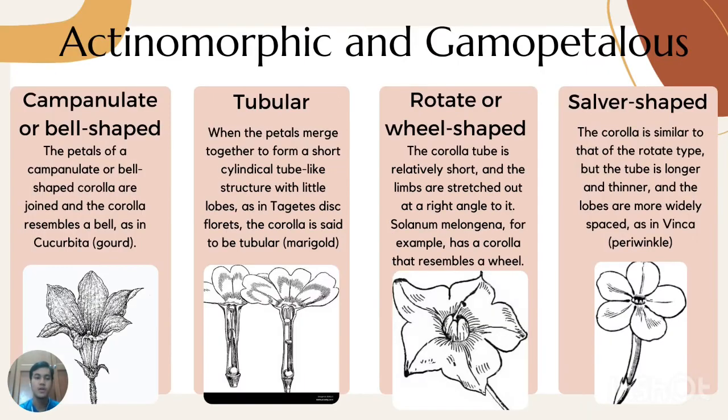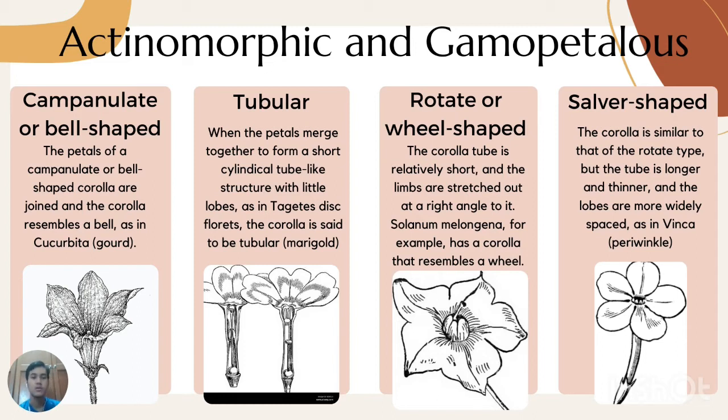So next is actinomorphic and gamopetalous. In this form, there are 4 types. First, we go through campanulate or bell shape. The petals of a campanulate or bell shape corolla are joined, and the corolla resembles a bell, as in cucurbita. For this type, you can see in the diagram it is bell shaped.